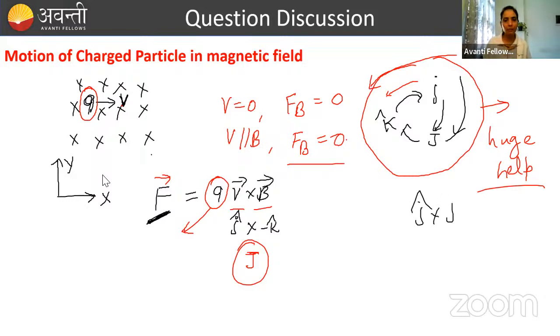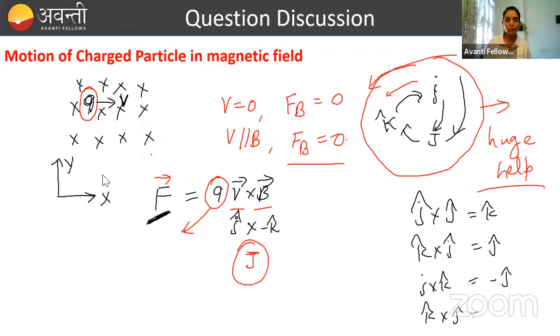So i cross j will be equal to k cap, j cross k will be i cap, k cross i will be equal to j cap, and likewise अगर आप opposite में जाते हो, if you're going to do i cross k, then i cross k will be equal to minus j, and k cross j will be equal to what? k cross j will be equal to minus i, like that. बस ये चीजें तुम्हें सिंपल करनी है और कुछ नहीं करना. Done. With direction you have to do this only.